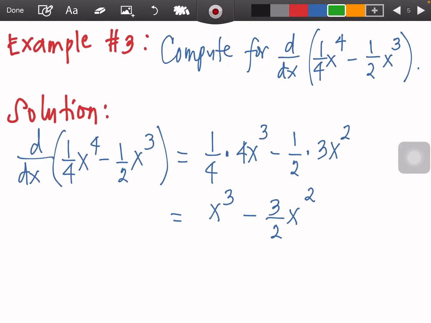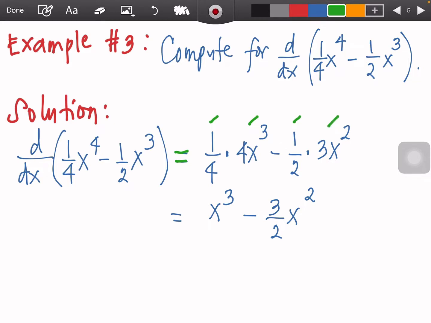Lastly, we have example number 3. Compute for d dx of 1/4 x to the 4th minus 1/2 x cubed. Because it's in that notation already, we can directly write down the equal sign. So again, copy the constant 1/4. Then the derivative of x to the 4th is 4x cubed. Minus copy the constant 1/2. Then the derivative of x cubed is 3x squared.